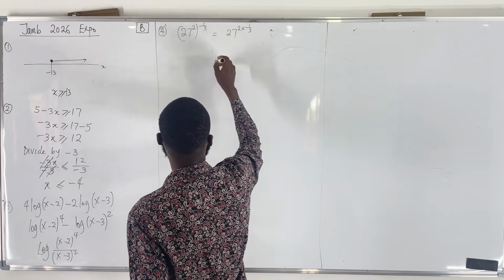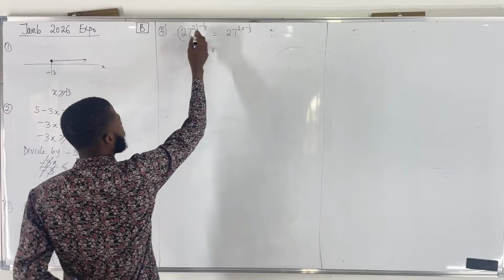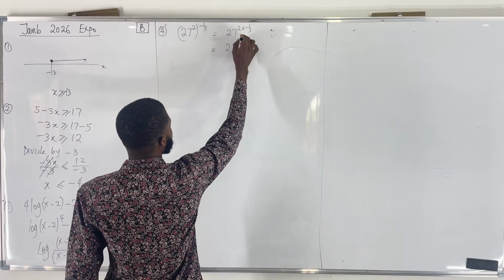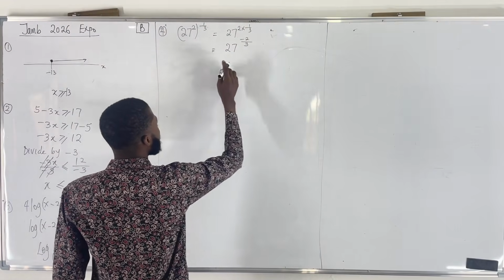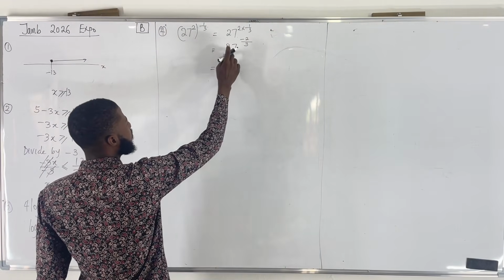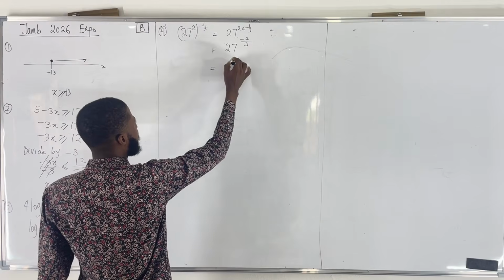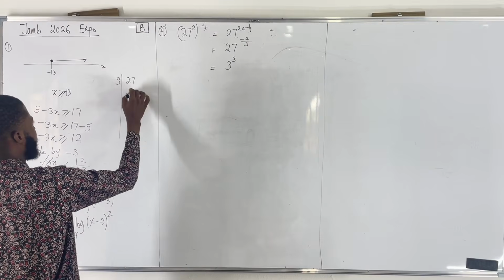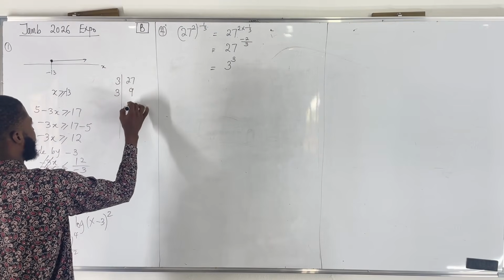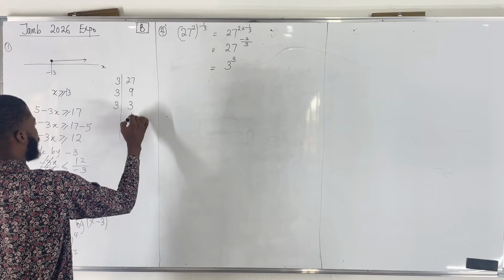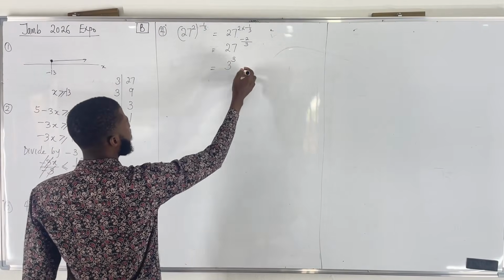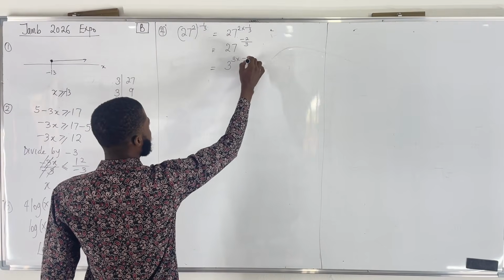You can write it like this, because these two powers will then multiply. So this will be 27 to the power of 2 times minus 1, which is minus 2 over 3. Now, the 27 you see here can be written as 3 to the power of 3. Because 27, when 3 goes in the first time, you get 9, 3 again is 3, 3 again is 1. So we have 3 in 3 places. That's why it's 3 to the power of 3, and then times your minus 2 over 3.